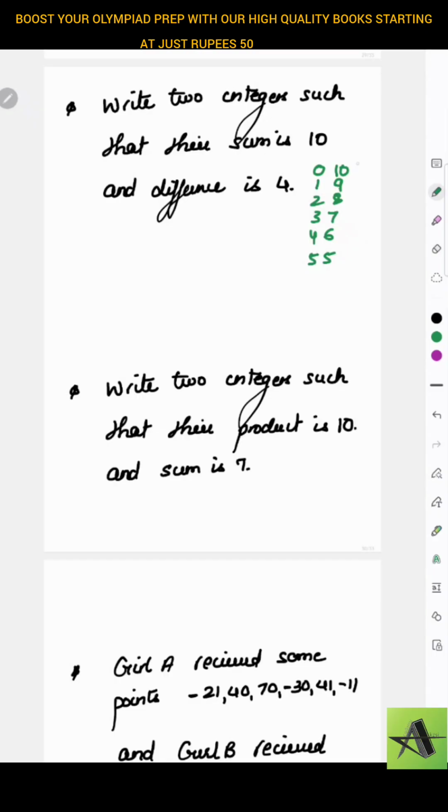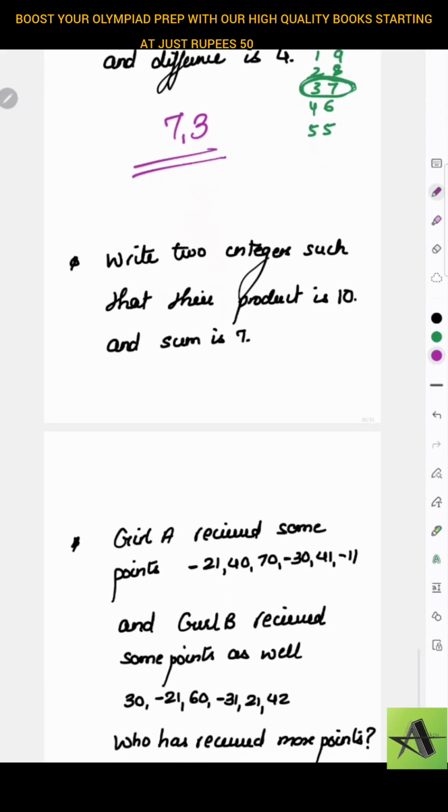So let me find the difference between 10 and 0. It's 10. 9 and 1, it's 8. 8 and 2, it's 6. 7 and 3, it's 4. 2 and 0. So obviously the one which is giving me the answer, sum is 10 and difference is 4, is 7 and 3. So the combinations are 3 and 7 or 7 and 3.